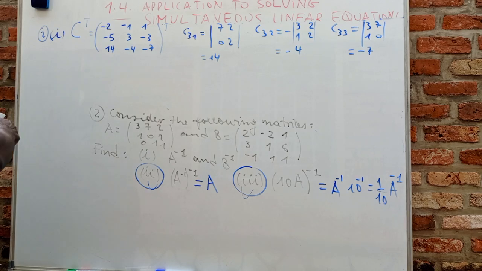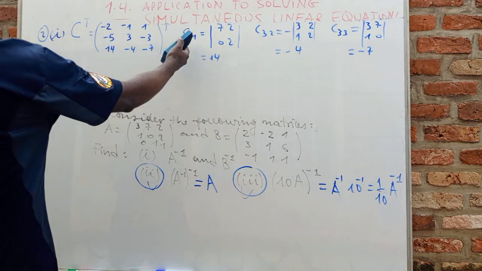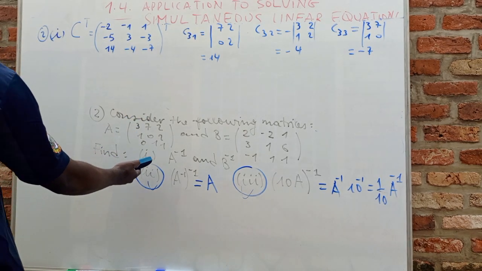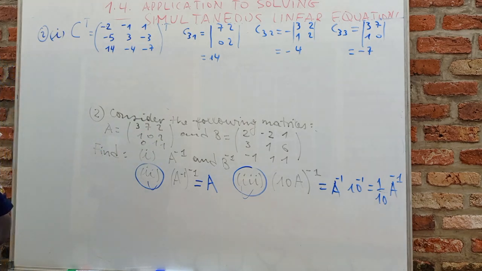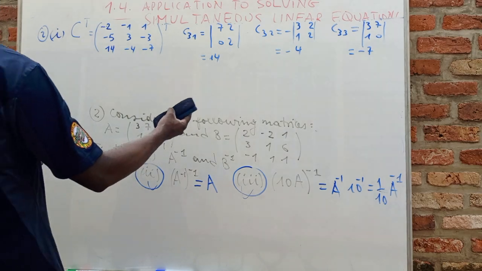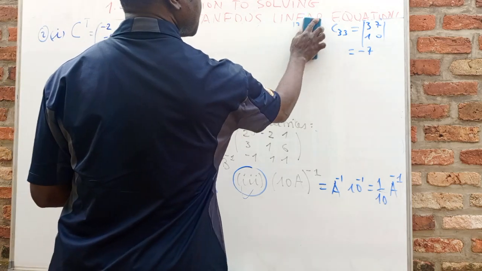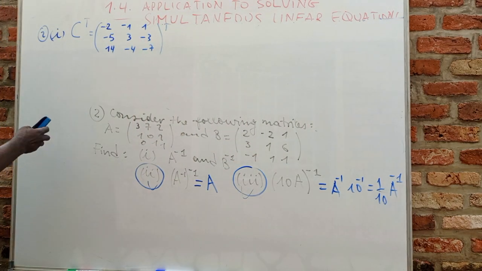I think it's correct. Cofactor of 3, 1 is this. Yeah, I think it's correct. I move this again, 14. Okay. So now I remove these results because they have been recorded here.